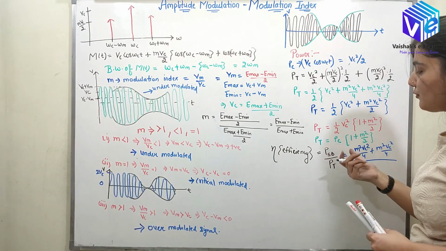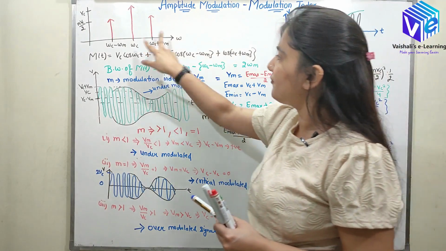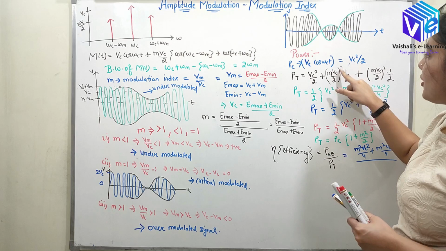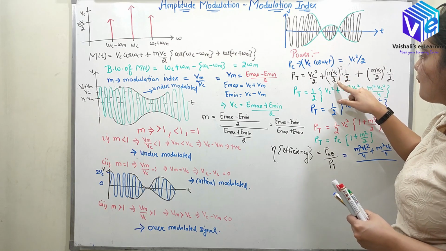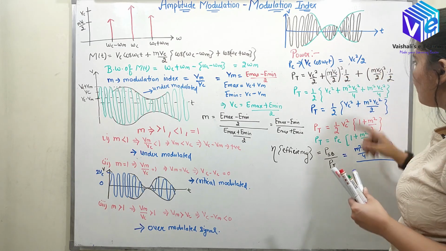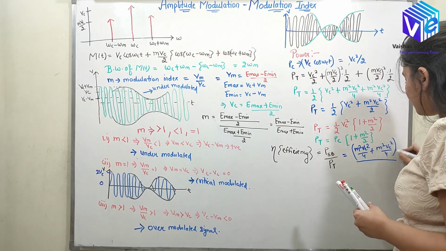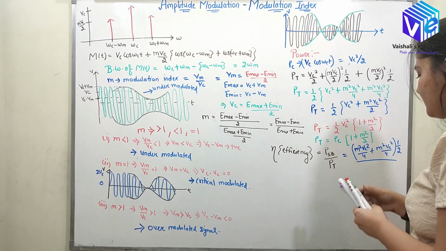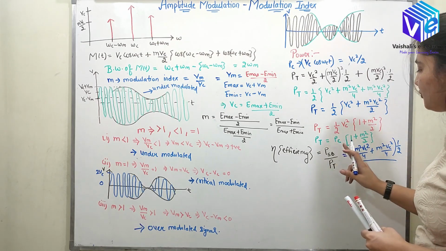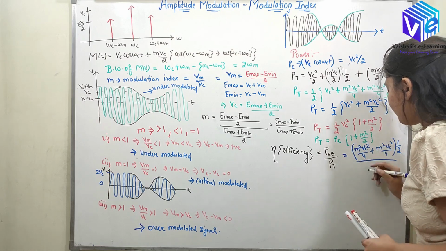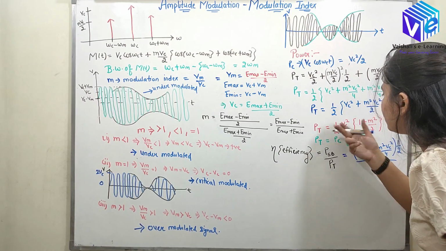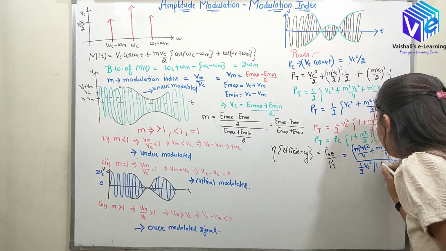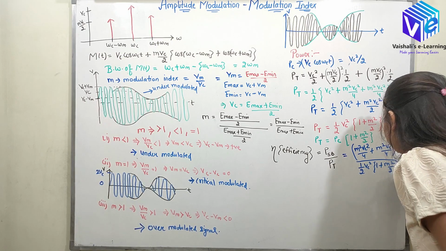So how did I calculate the power of the sideband? The power of this component plus the power of this component. I already calculated it. So it was m square Vc square by 4 plus m square Vc square by 4 into 1 by 2. So this represents the power of my sidebands, which contains the actual information. So it is divided by the total power. The total power was Pc into 1 plus m square by 2, or I can represent it in terms of Vc. So it was half Vc square into 1 plus m square by 2.